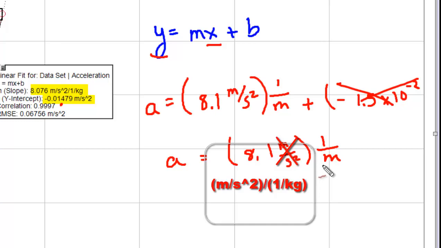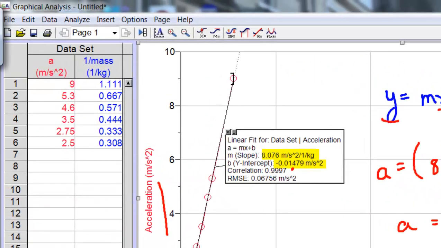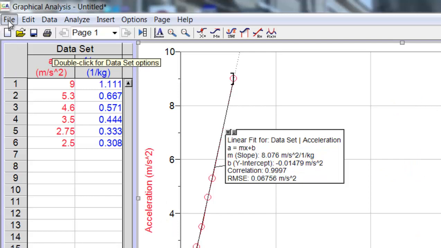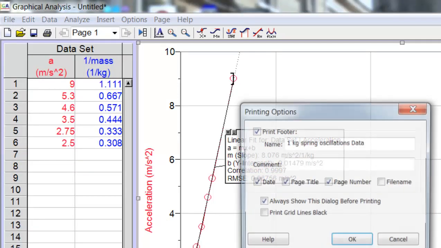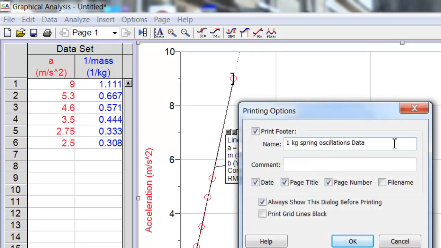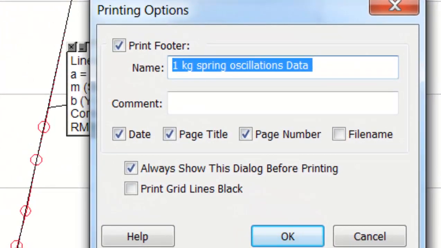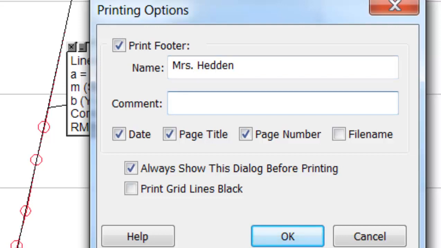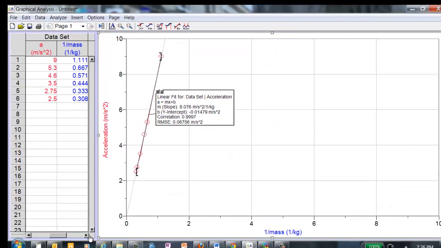When you print this out, make sure the linear fit box is open and showing on the graph. Make sure your name appears somewhere on the graph. It's handy. You can go up to the computer when you go to print. You can have your name appear here on the footer. So I'm going to put down Mrs. Hedden. Okay, and you can print it that way. Or if you wanted to, you could make this box smaller and put it in the notes.